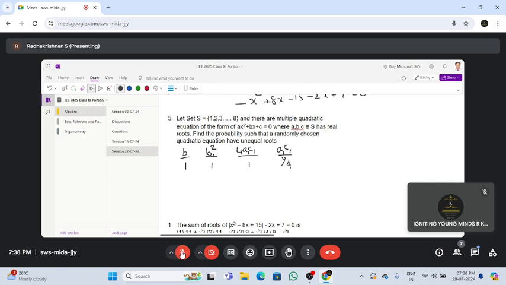Because this is the condition. So now we have to determine AC such that b1 square is greater than 4AC, right? This is where a1c1. So we have to determine A and C so that a1c1 is greater than whatever AC you choose.